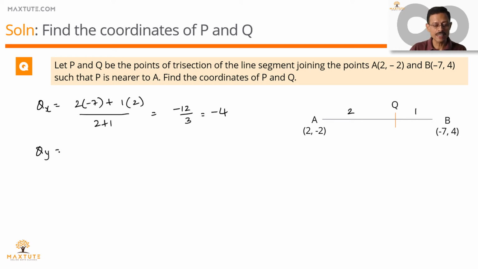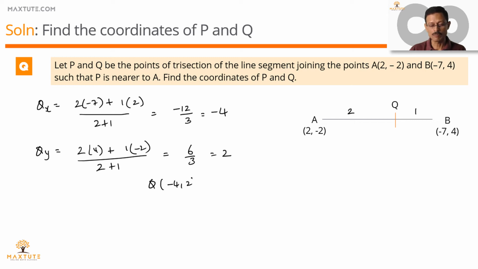Similarly, the y coordinate of point Q is 2 into y2, which is 4, plus 1 into y1, which is -2, divided by m plus n, which is 2 plus 1. 2 into 4 is 8. 8 minus 2 is 6. 6 by 3 is equal to 2. So the coordinates of point Q are (-4, 2). So I found out the coordinates of point Q also. Quickly summarize it in a printed form.